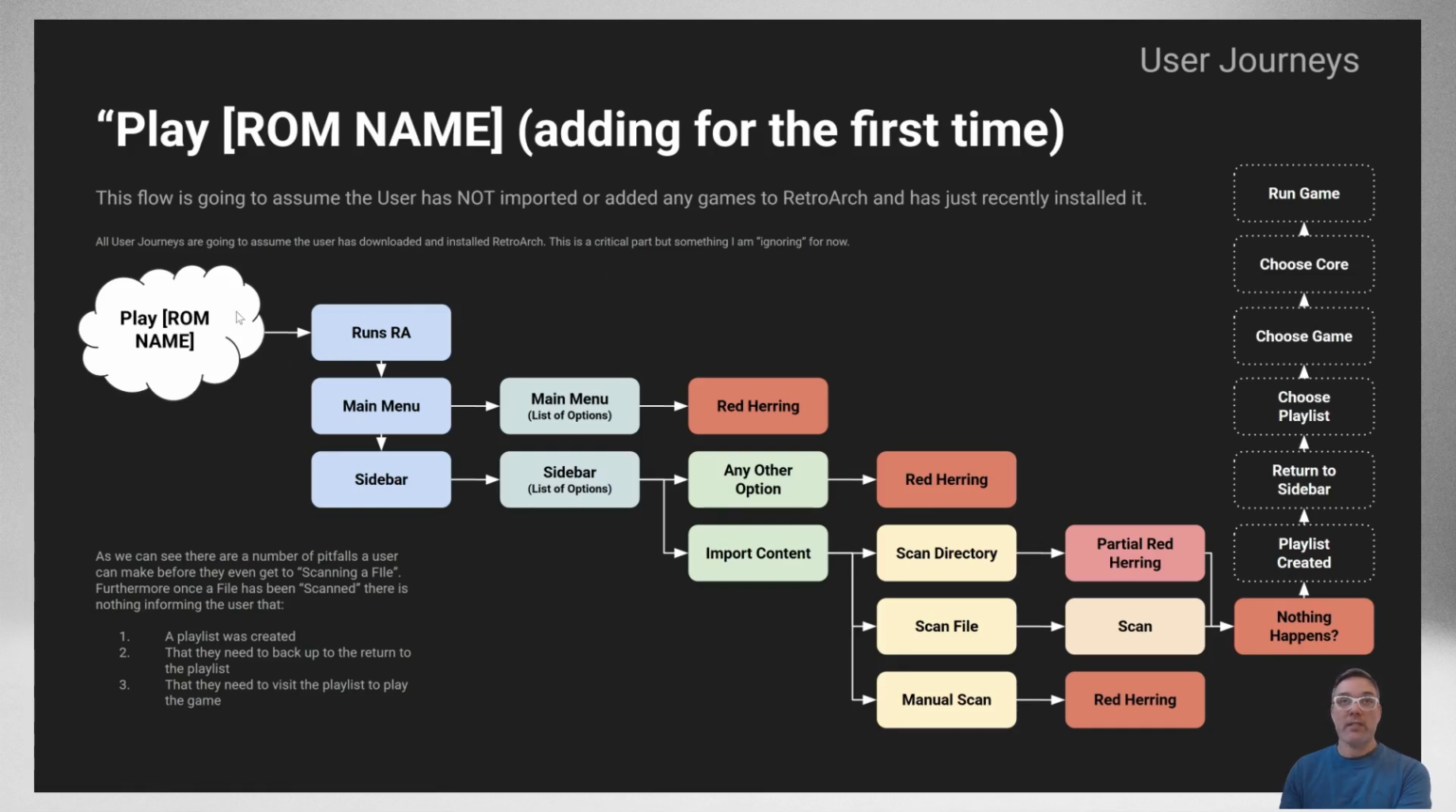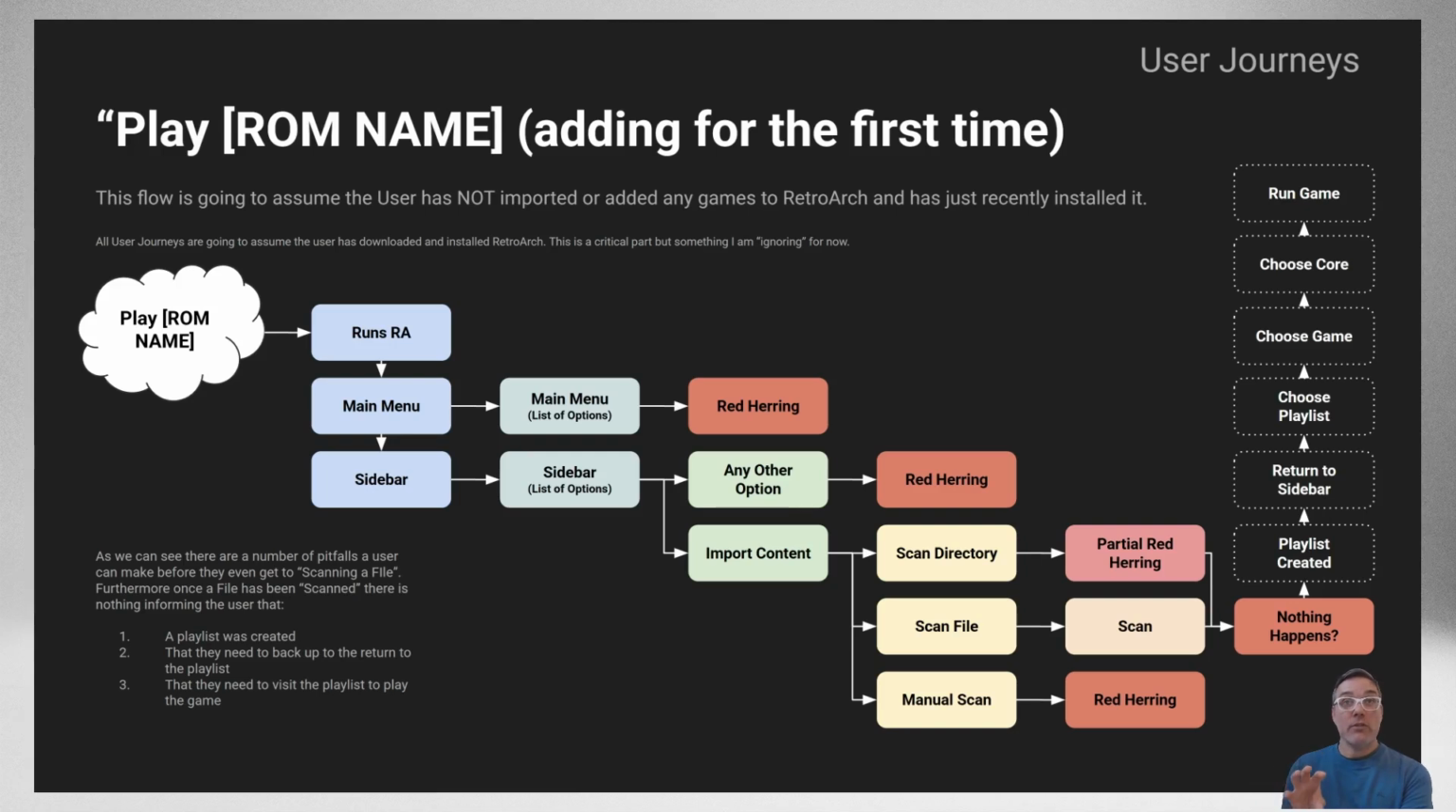So we start on the left-hand side here, right? And the goal of this user journey is that a user has, I'm assuming, successfully downloaded and installed RetroArch on their chosen platform, right? That's a whole other set of user journeys that will vary from platform to platform that I'm not taking into consideration for the moment. I'm just assuming that that's happened.